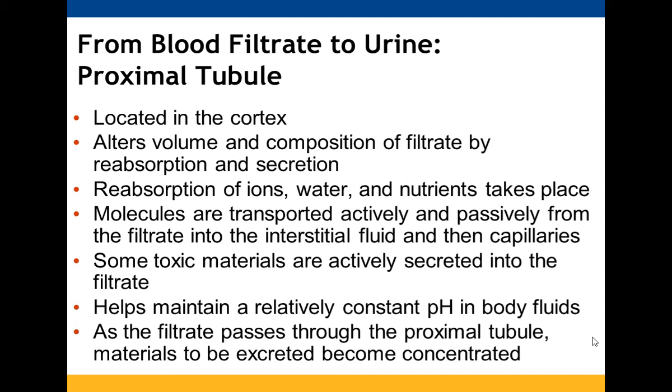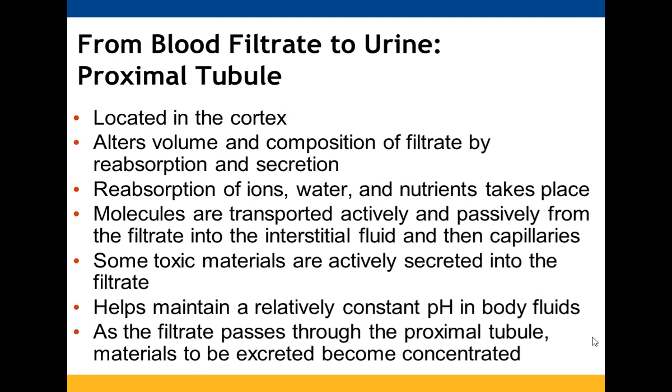You have a cortex, which is found towards the outside of the nephron, and then you have your medulla, which has an inner and outer portion. The proximal tubule is found in the cortex. It changes not just the volume of your filtrate, but also its composition. The osmolarity of the blood filtrate that's present here stays relatively constant.